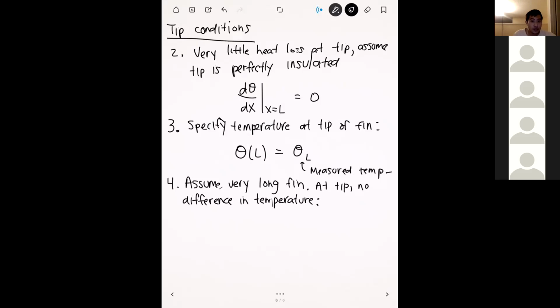And so the way that we prescribe this is that we can say as L goes to infinity, then theta at L is going to be equal to 0. And so basically this says that, as we get further and further away from the base, there's going to be no difference of temperature between the fin and the fluid.